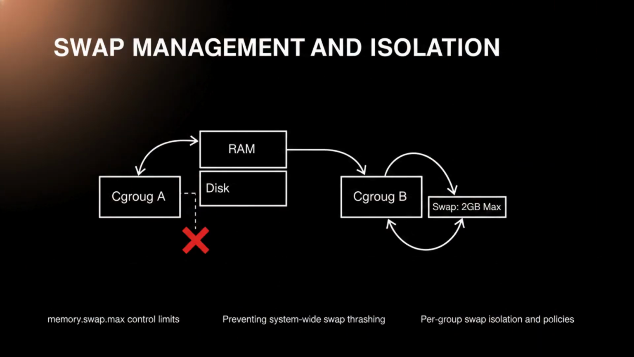Swap can be a double-edged sword. While it provides a safety net for bursts, excessive swapping, known as thrashing, kills performance. memcg allows us to control swap usage per group using memory.swap.max. By setting this limit, we prevent a low-priority batch job from filling up the system's swap space and impacting the latency of the main application. In high-performance environments, we often disable swap entirely for certain groups while allowing it for others, ensuring that critical path services always stay in physical RAM and avoid the millisecond-scale latencies of disk I/O.